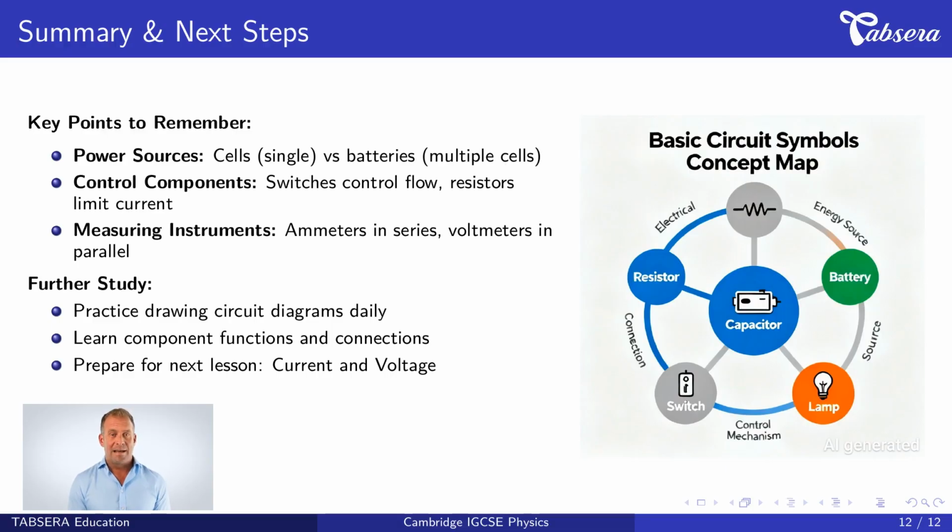Let's summarize today's lesson on basic circuit symbols. The key points to remember are, first, power sources include cells, which are single units producing about 1.5 volts, and batteries, which are multiple cells connected together for higher voltages. The symbol difference is crucial for circuit analysis. Second, control components include switches that control current flow by opening or closing the circuit path, and resistors that limit current magnitude measured in ohms. Third, measuring instruments have specific connection requirements. Ammeters connect in series to measure current flow, while voltmeters connect in parallel to measure potential difference.